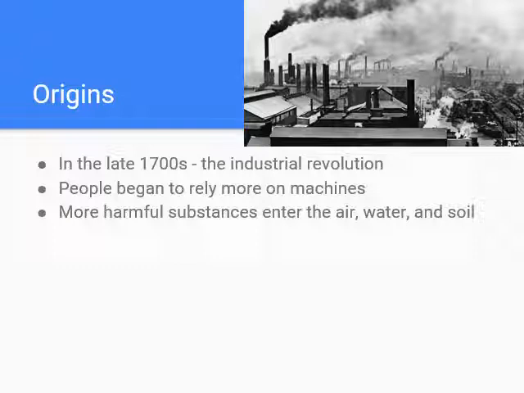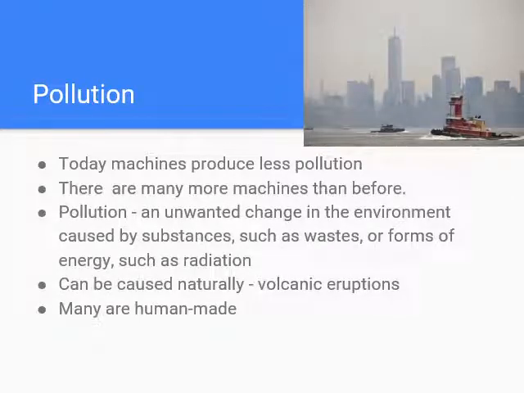So we have exhaust from factories. We're burning more coal to power the machines. It's getting pretty dirty and nasty, and that's the start of our major environmental problems. So pollution is one of our environmental problems, and today's machines produce less pollution, but the dilemma we have is we have more machines than before.